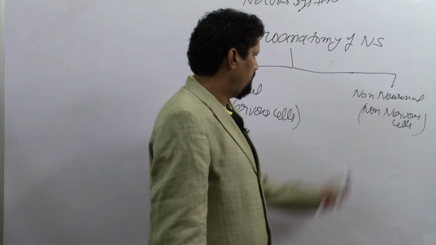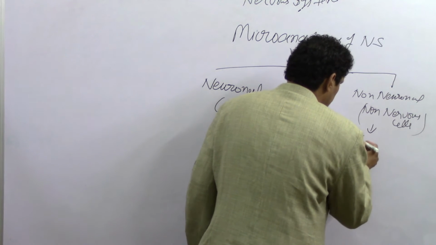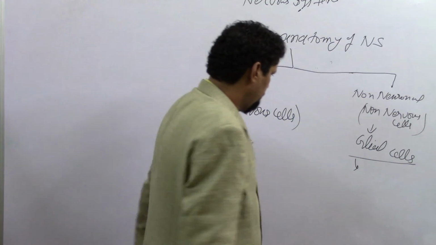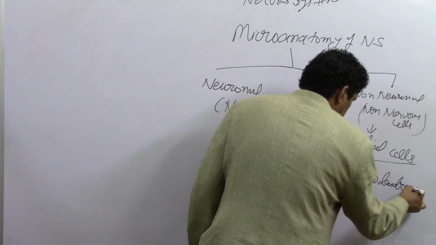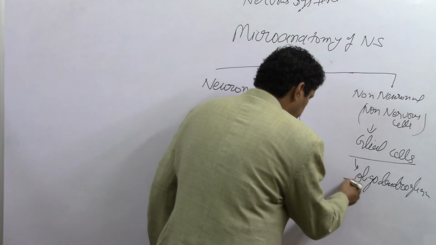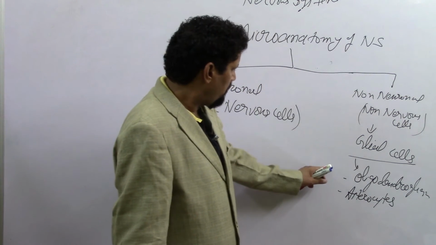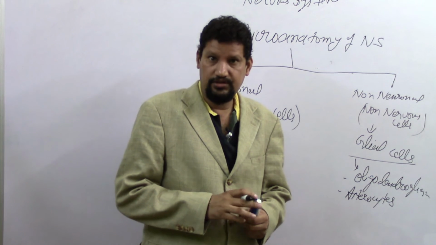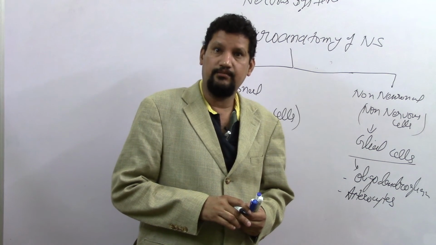These non-neuronal or non-nervous cells are also known as glial cells. These are the oligodendroglial cells, also known as oligodendrocytes, and astrocytes. I will talk in detail about oligodendrocytes during the myelination of the axons. I will talk in detail about astrocytes when I talk about the blood-brain barrier.